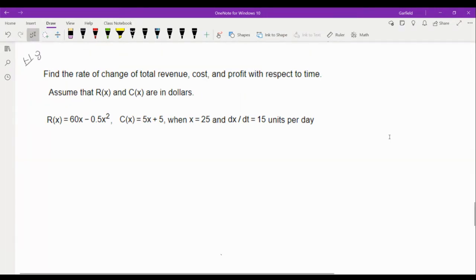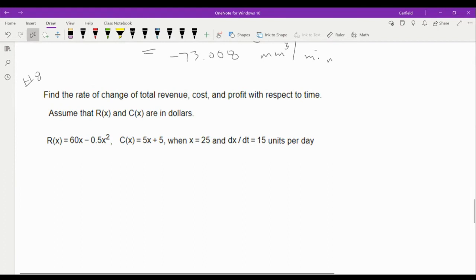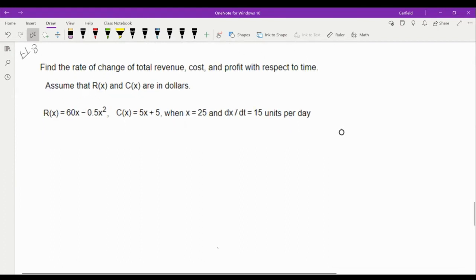All right, let's look at this one. This is number 8. It says, find the rate of change of total revenue, costs, and profits with respect to time. So once again, we're finding the rate of change. That means we're taking a derivative with respect to time. And we're doing this for revenue, cost, and profit.